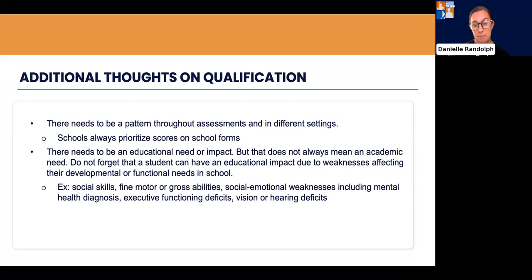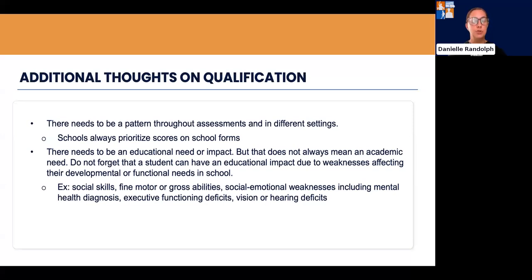Again, there needs to be an education impact, right? That's going to be key to qualification in any area we're looking at, that educational need and impact. But there are also going to be the developmental and functional needs. So we can't always focus on the academics, which a lot of schools do. They'll say, oh, well, this student has good grades, or they scored well on the end of year, end of course exams, or on the state assessments. They're fine. They don't need an IEP. But if it's affecting their developmental or functional needs in school, then that's something we have to highlight and bring to the table as a concern.